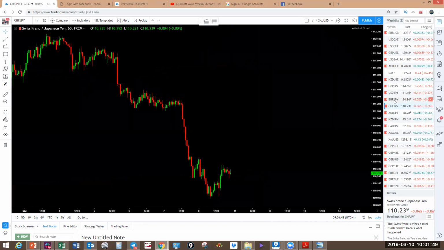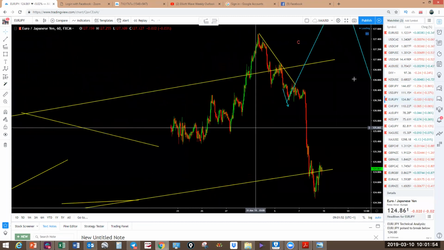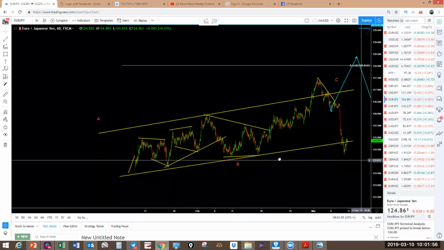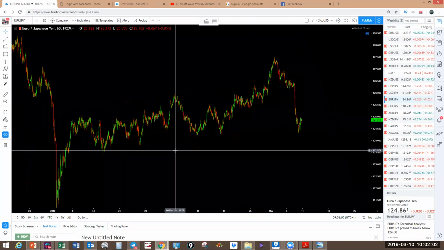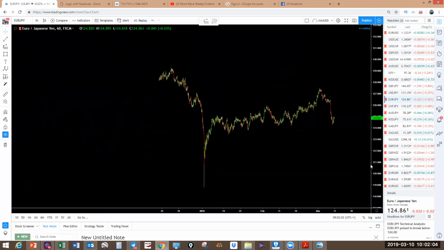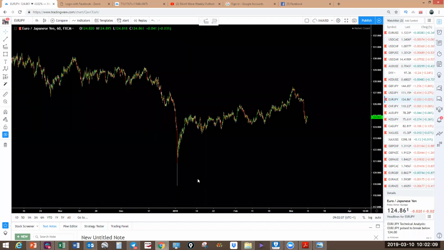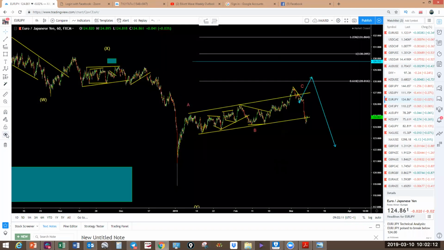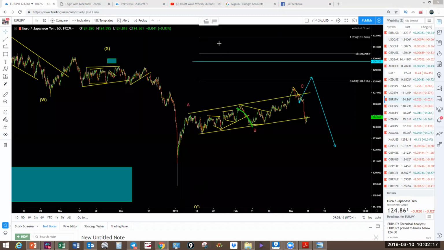Sorry guys, I need to show you the higher degree on the euro. Let me show you the higher degree on the euro. The reason why I want to show you is because there's a possibility of this making this, show this expanding flat there. This as an expanding flat. If it is the case, then you can get a bit of a push higher. Okay. So what does this mean?